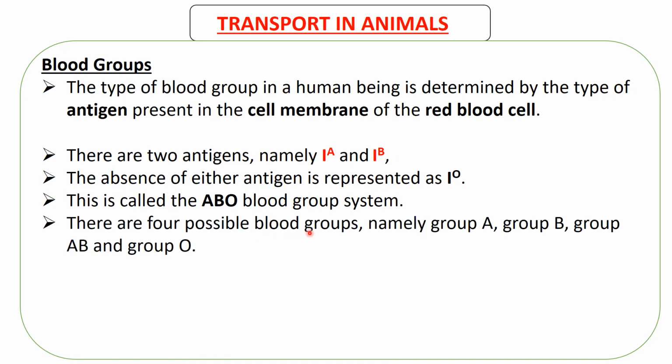So there are four possible blood groups using this system, namely blood group A for an individual with this antigen. Then there's also blood group B for an individual with this antigen. Then there's blood group AB for an individual with both of these antigens. It's possible to have both of them. Then there's blood group O, where an individual doesn't have these two antigens.